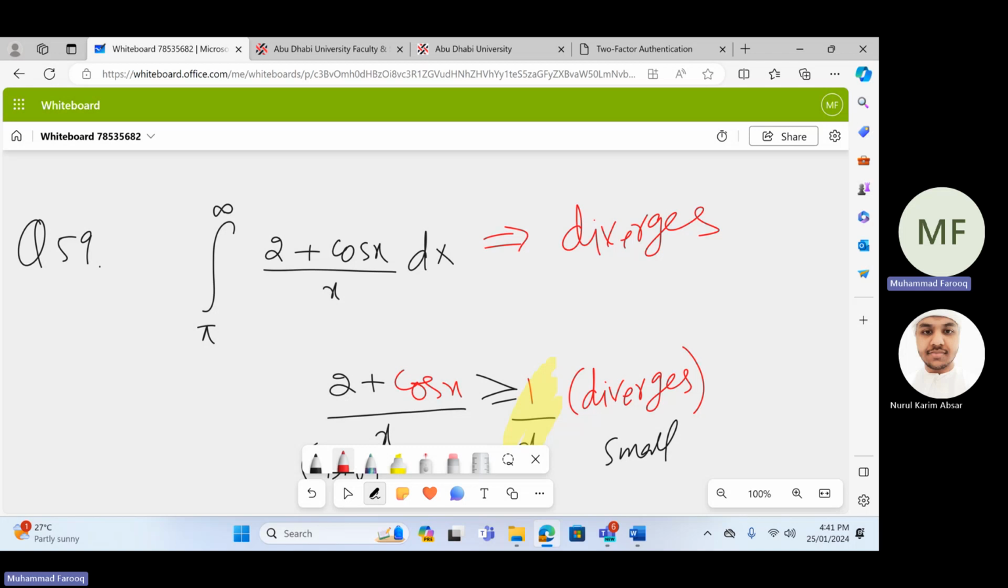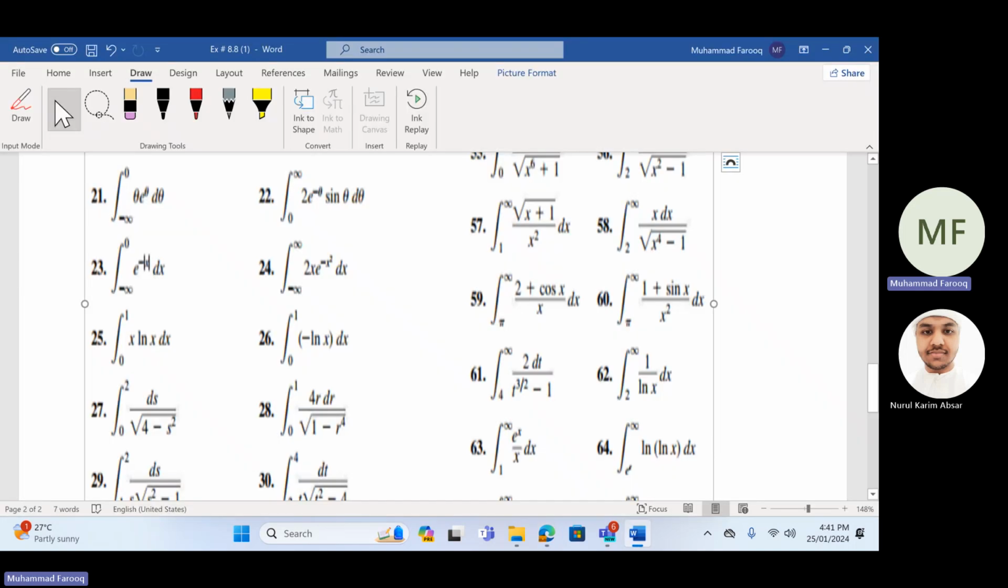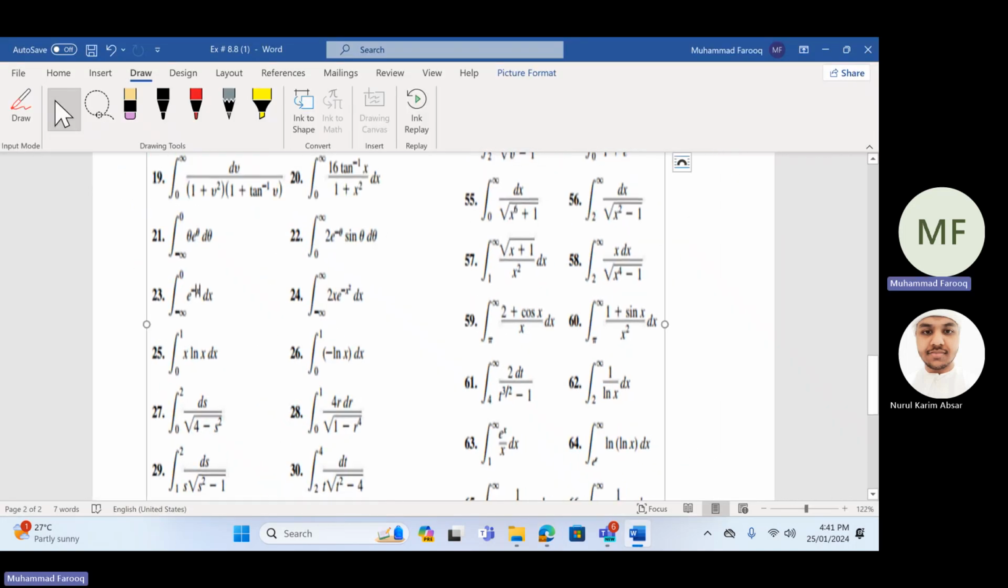So like that. Okay, now try yourself, please. The next question is for you. Question 60, please: 1 plus sin x divided by x squared. Do you go back to the same question instead of using the other? Question 61. Just wait, I just start the second method, please. We are working on DCT.